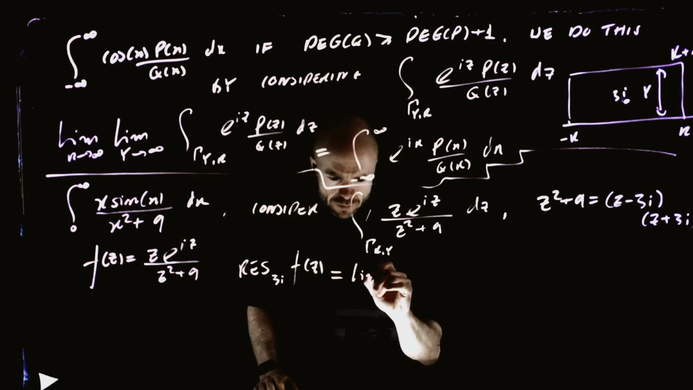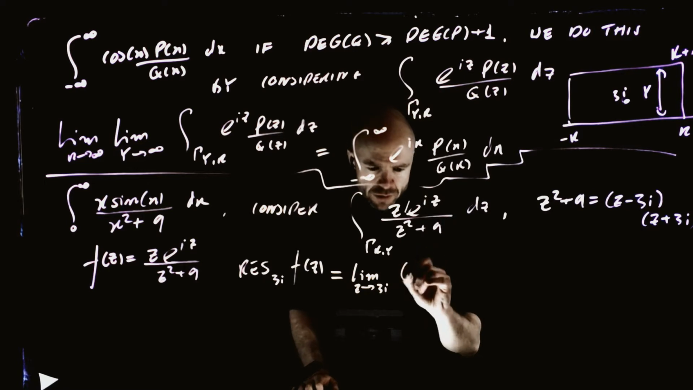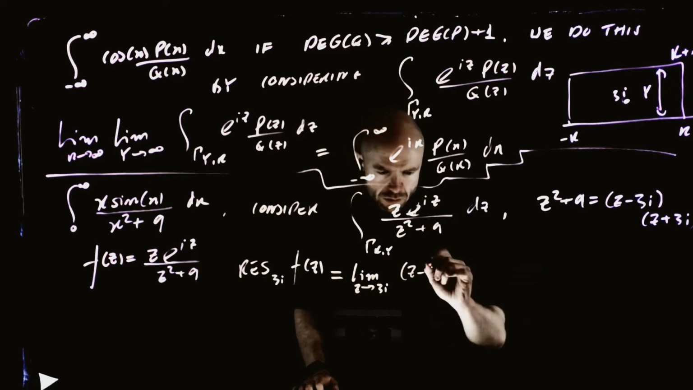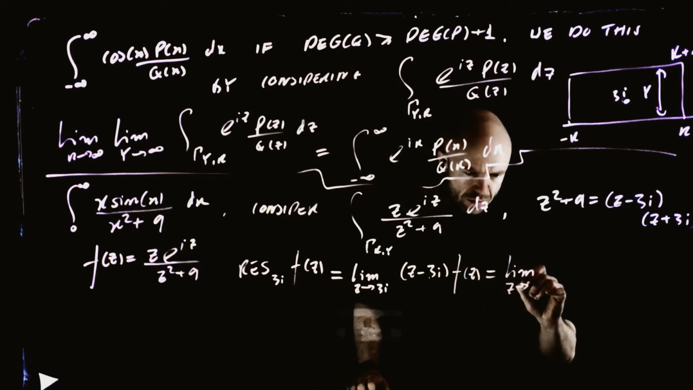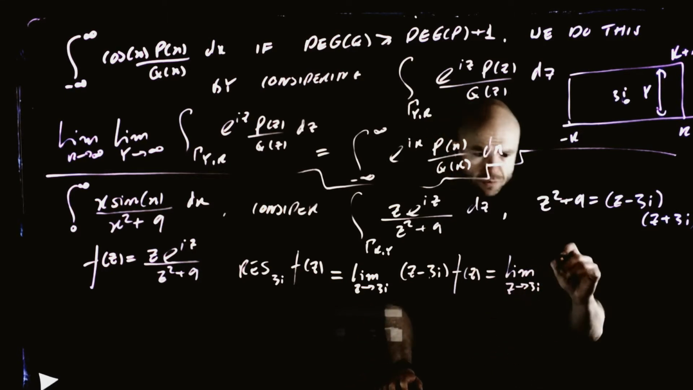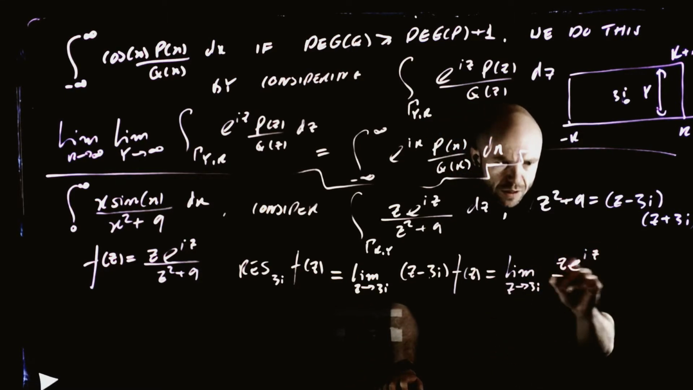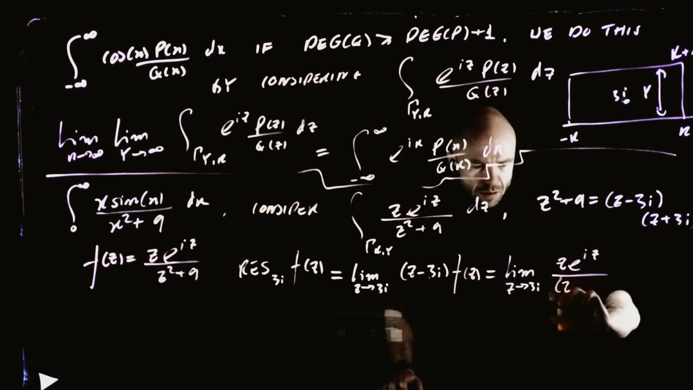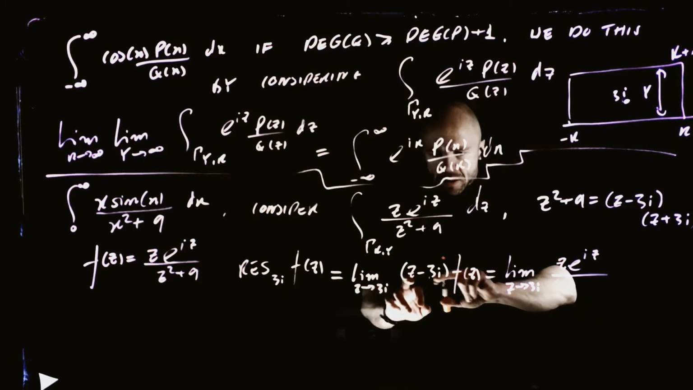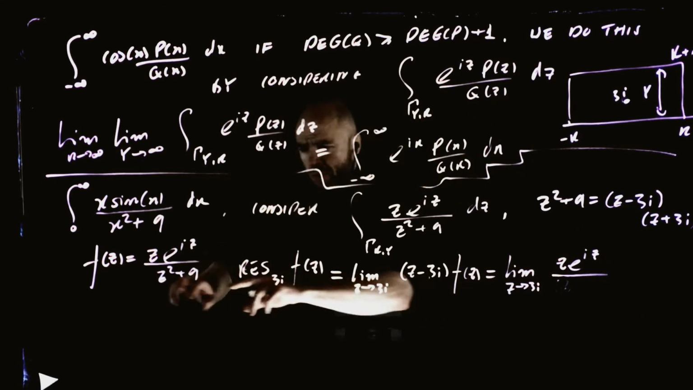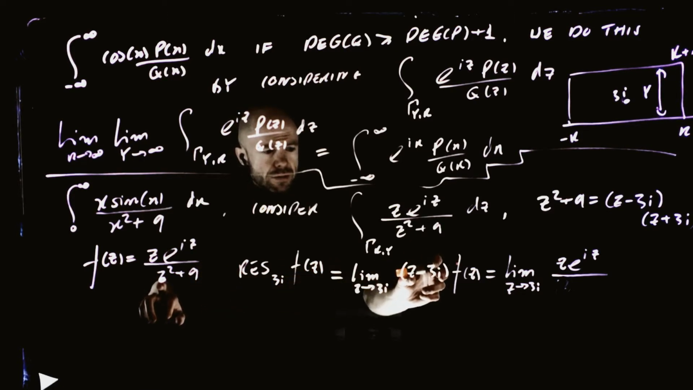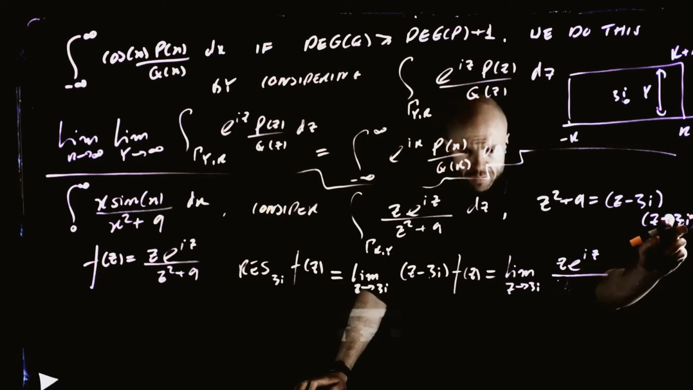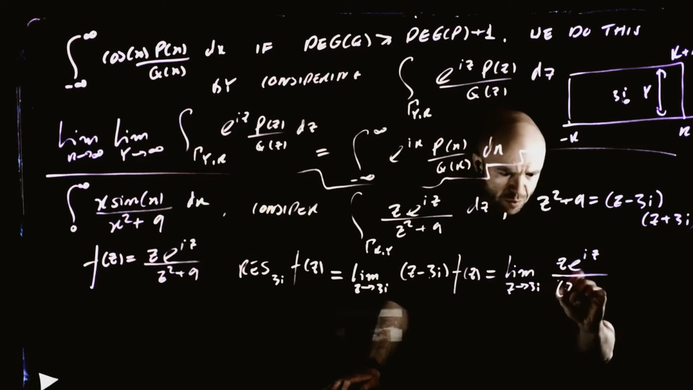And this is the limit as z goes to 3i of z minus 3i times f of z. Let's write out what this is. This is the limit as z goes to 3i, and what do we have? We have z e to the iz over this thing. Okay, so we're going to do this in one step. When we multiply z minus 3i to this expression, since the denominator breaks up into z minus 3i and z plus 3i, all we're going to have on the bottom is z plus 3i. Yeah? So on the bottom we just have z plus 3i.